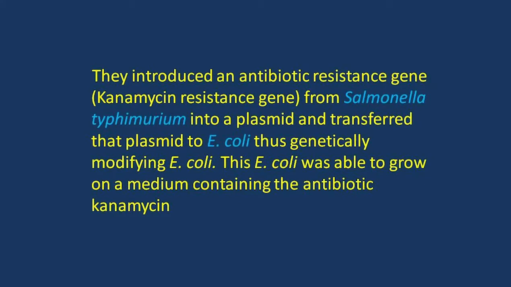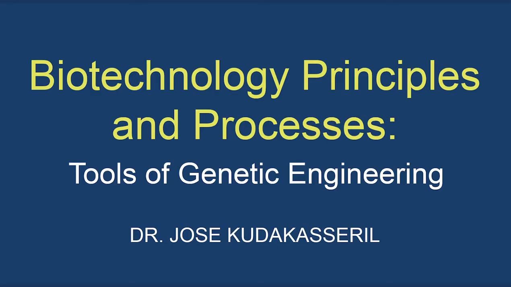typhimurium into a plasmid. As you know, plasmid is an extra chromosomal circular DNA present in bacteria. This plasmid was then inserted into E. coli, in which the foreign gene was expressed. In other words, we can say this E. coli was genetically modified. It was able to grow on a medium containing the antibiotic kanamycin.